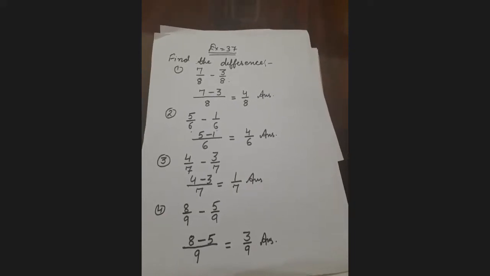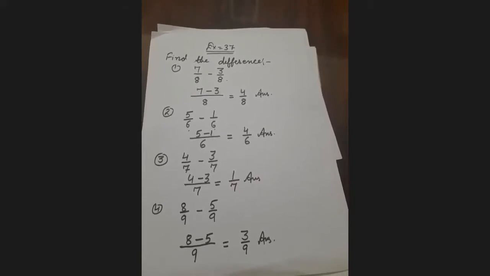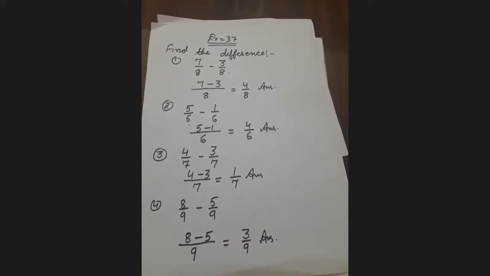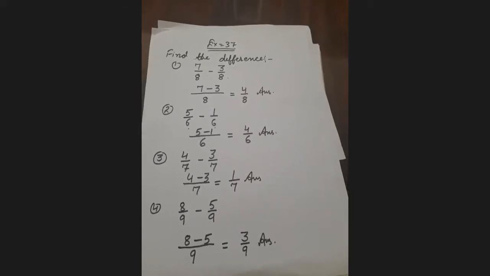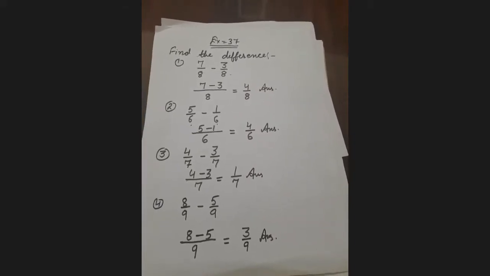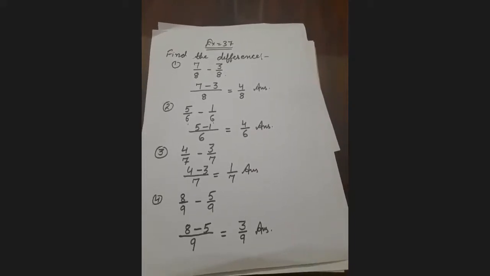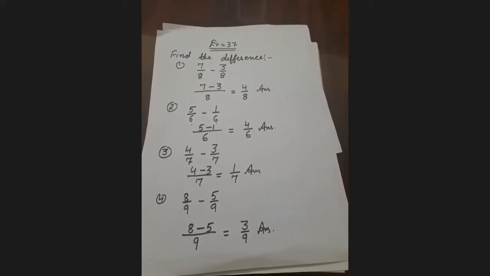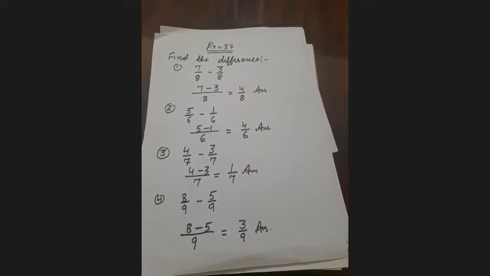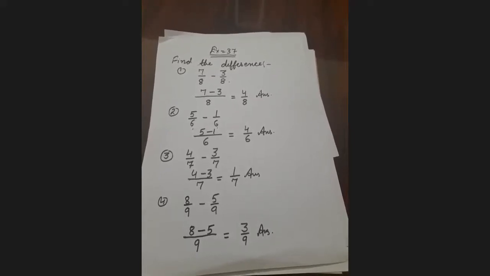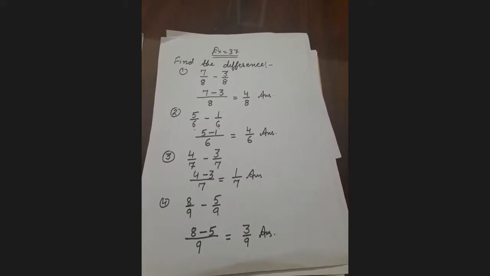Yes, students, in exercise 37, questions first to ninth use the same method. There are 9 questions in total, and 4 questions we already discussed. The next 5 questions, 5th, 6th, 7th, 8th, and 9th, are the same. Now, after this lecture, students, you will try questions 5th to 9th. It is a very easy, simple method, so you can complete questions 1 to 9. Okay, next is the 10th question.